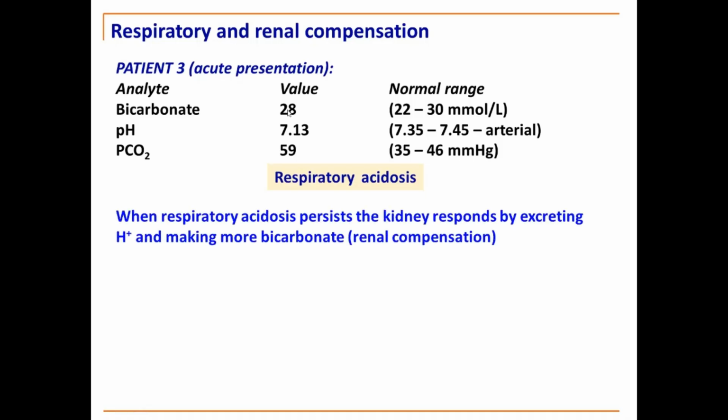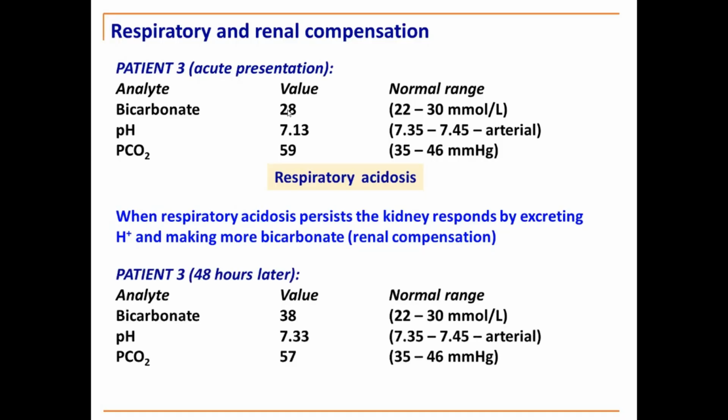Now, when a respiratory acidosis persists, the kidney responds by excreting hydrogen ions and making more bicarbonate. That's your renal compensation. Remember, that takes a little bit of time. It takes maybe a day or two to kick in, unlike the respiratory compensation, which can be very rapid, as in our previous example, which was just 1 hour later. This is 48 hours later. So now I want you to tell me partially compensated, fully compensated, or uncompensated respiratory acidosis.